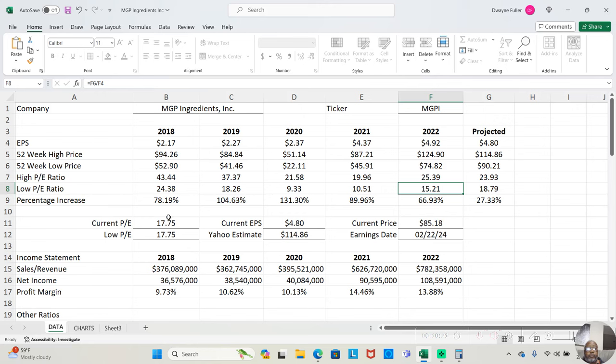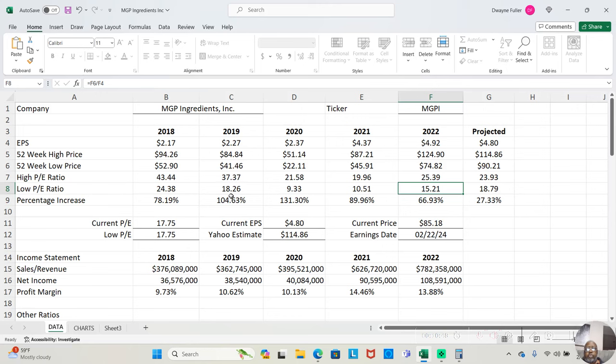However, the PE right now is 17.75. We see in 2018 the low PE was 24.38. In 2019 it was 18.26. So it is very possible that this is the lowest PE for this year. It doesn't go any lower. It's also very possible that it will drop lower.